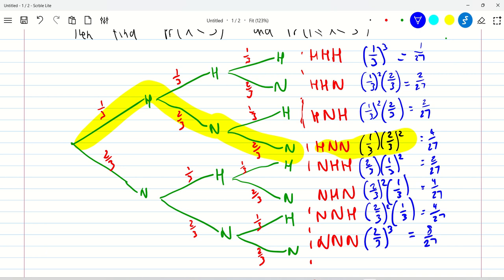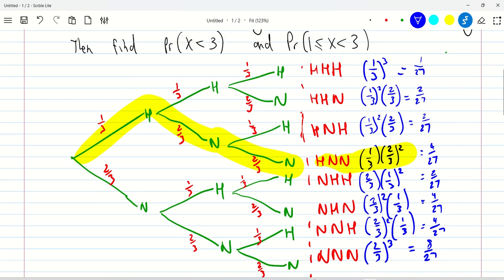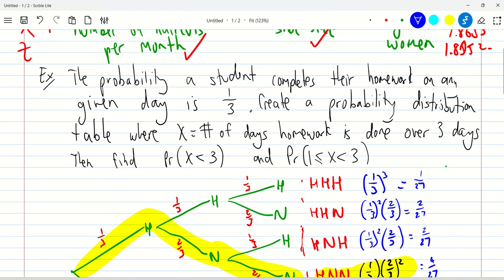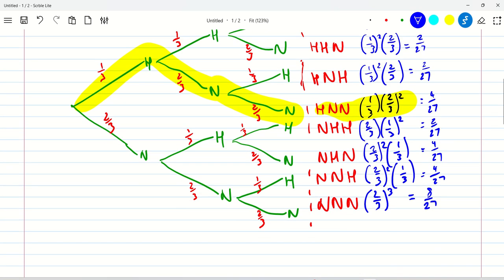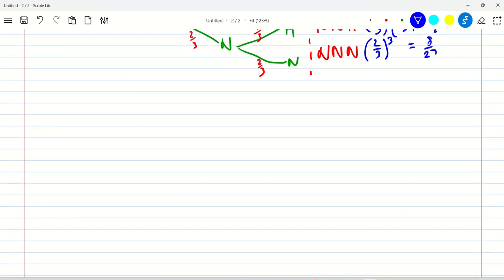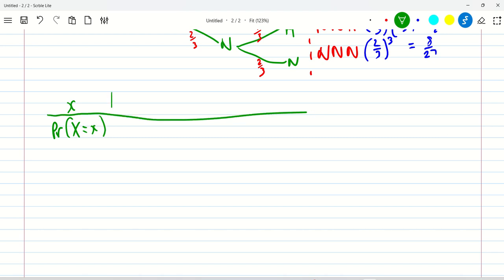So that's our tree diagram complete. So you can see the most likely one is that the student doesn't do their homework for 3 days consecutively. That's the most likely outcome there. So what we're going to do now, if we remember that capital X is the number of days homework is done over 3 days, is do up a table and show each of these. For each of the different values of x, we're going to write down the probability that X equals x. You'll see what this looks like in a second.